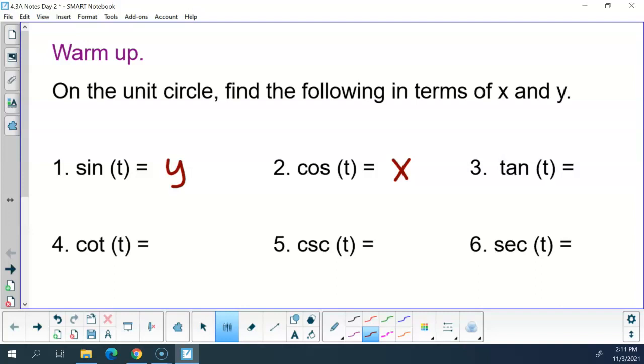What is the tangent? Y over x. Cotangent. X over y. It's just the reciprocal of tangent. Cosecant. 1 over y. Do we agree with 1 over y? Yeah? Because everything needs a co. Okay, so it's 1 over sine, or 1 over y. Secant. 1 over x.